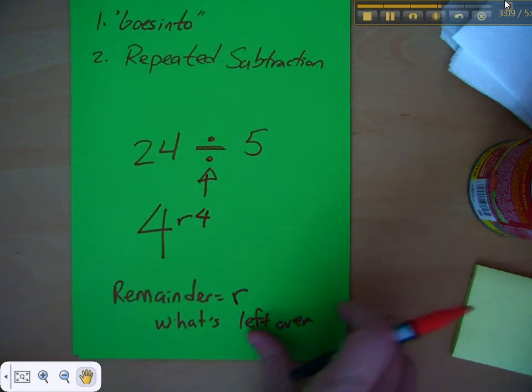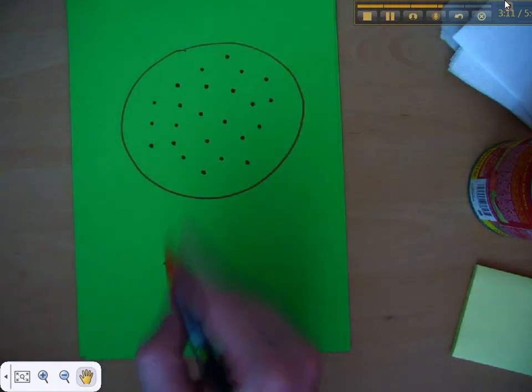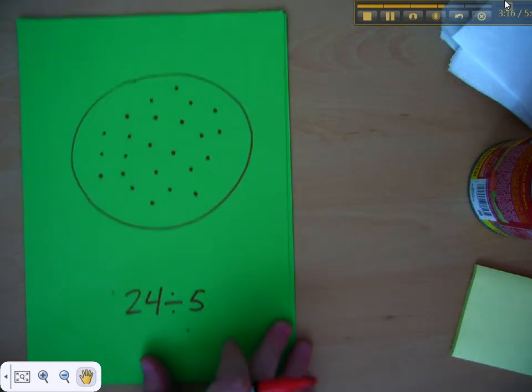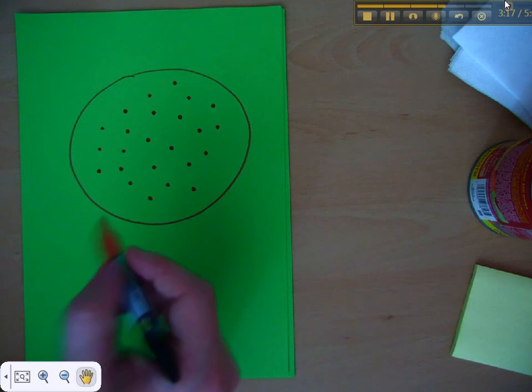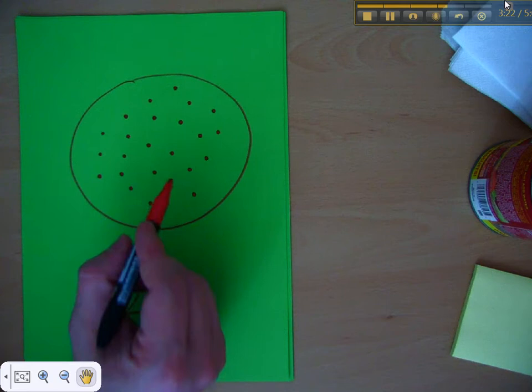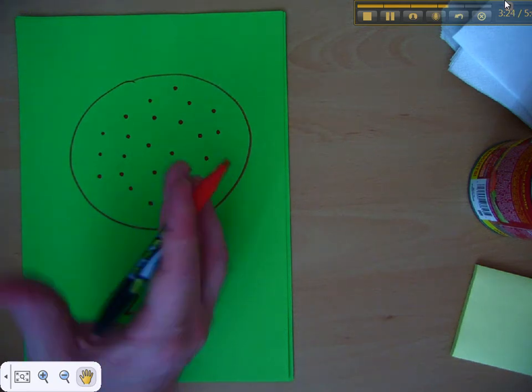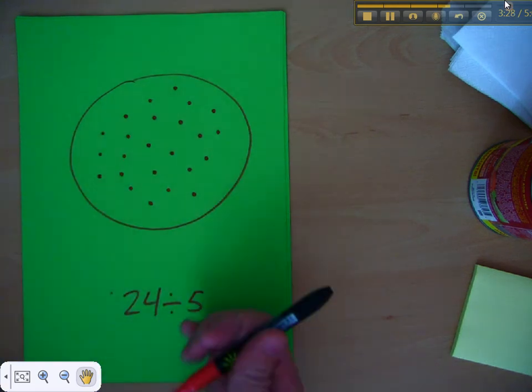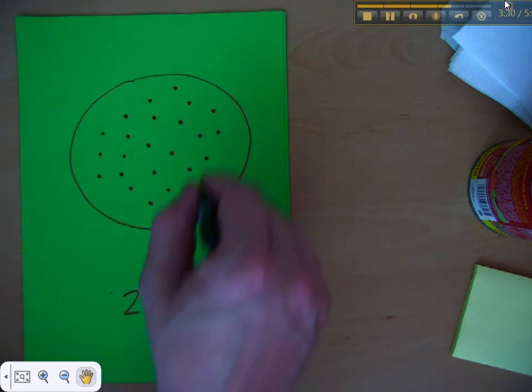Okay, let's look at repeated subtraction now. Same problem, 24 divided by 5, but we're looking at it in a different way. Let's say that I have 24 people on the carpet, and each one of these dots represents a person. How many times can I tell 5 people to go back and sit in their chairs? How many times can I subtract 5 people from this group? Let's see how many times we can do it.